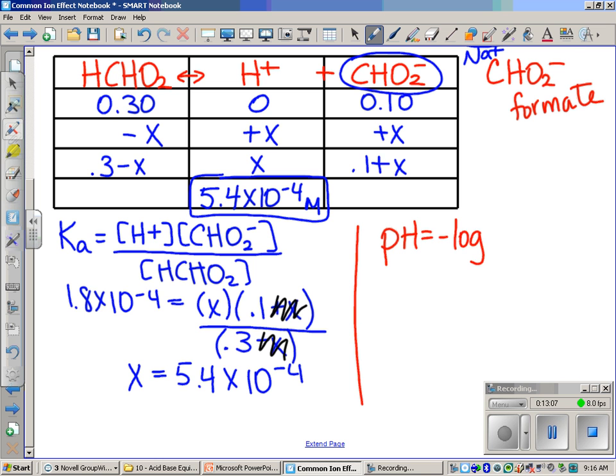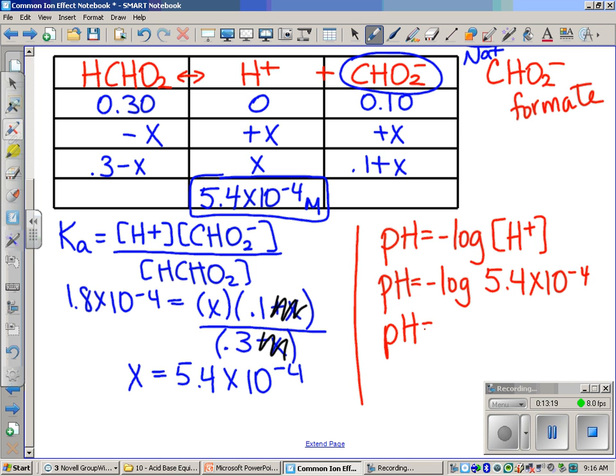Now we want to calculate the pH. So pH equals the negative log of H+. So pH is going to be equal to the negative log of 5.4 times 10 to the -4th. So the pH is going to be equal to 3.3.